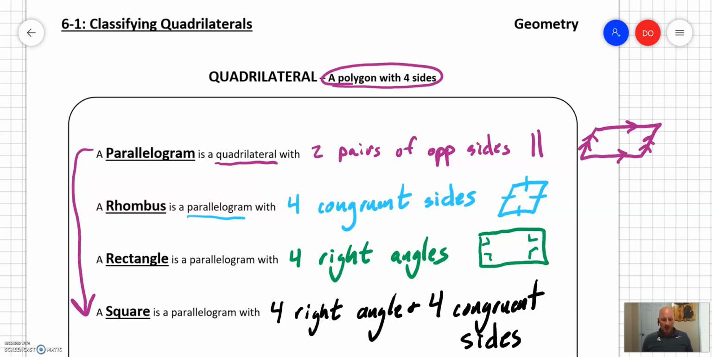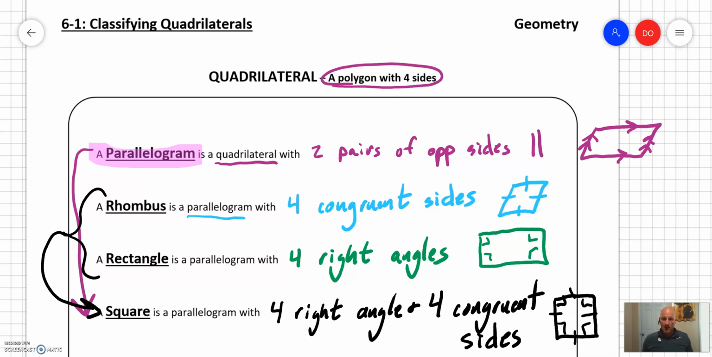And lastly, we have a square, which actually takes the rhombus and the rectangle definition to build a square. So pretty much think about a square like a rhombus and a rectangle combined. So a square is a quadrilateral with 4 right angles and 4 congruent sides, which looks something like this figure right here. Okay, so all of these figures have 2 pairs of opposite sides parallel. All these figures are hybrids of a parallelogram.